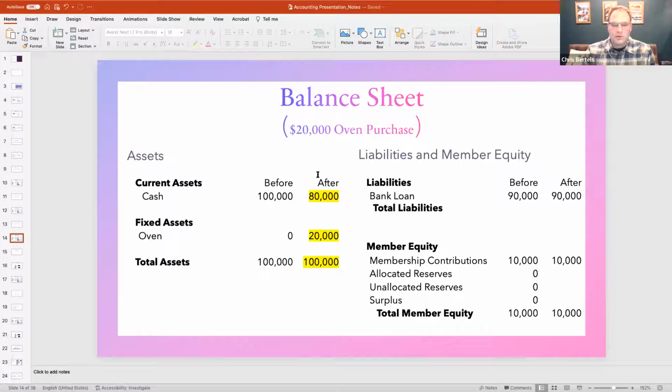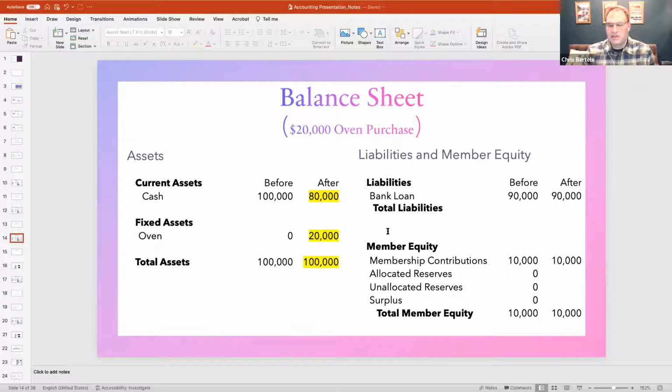Okay, so they had $100,000 in cash before. They used $20,000 to purchase the oven, so that means there's $80,000 left. And since the co-op owns the oven, it has to be shown on the balance sheet, because it obviously owns it, so it has to be reflected somewhere.